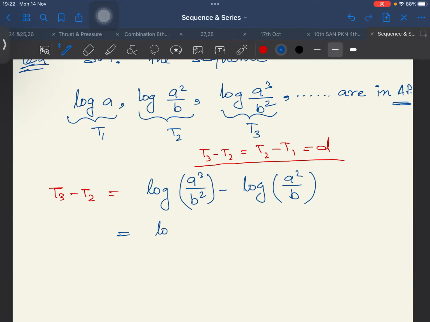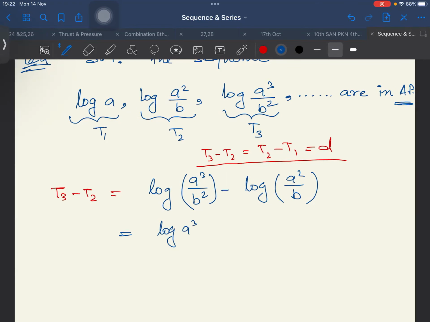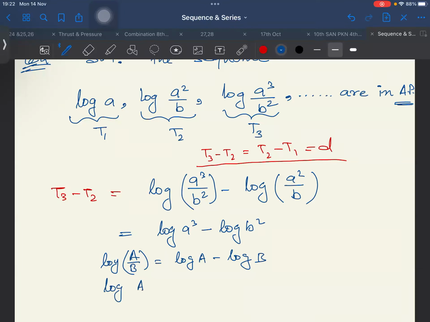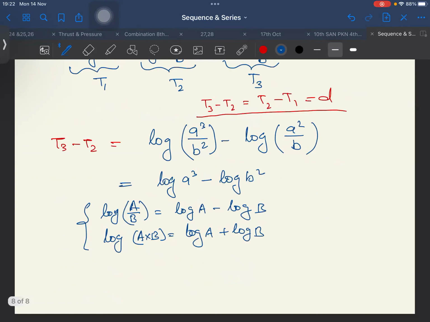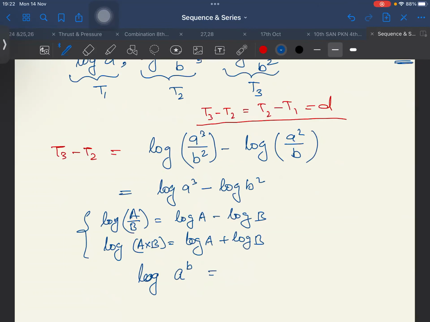Log A cubed minus log B squared. See, log A upon B can be written as log A minus log B. This is the property. Log A multiplied by B is equal to log A plus log B. Again, log A to the power of B can be written as B log A. So these are the three properties of logarithm that we are going to use here.